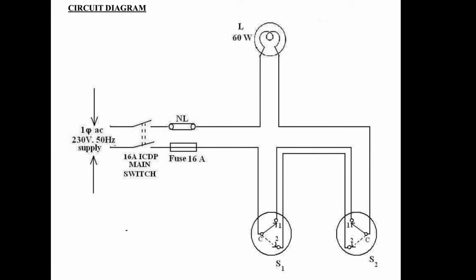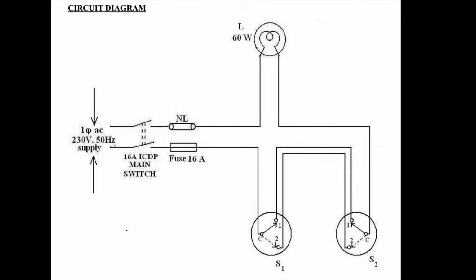Now this is the circuit diagram. In the circuit diagram, you can see we have given a single phase supply at the supply end, that is single phase AC 230 volt 50 Hz supply. Then we have the main switch of 16 ampere, the ICDP main switch here. Then in the phase wire, you can see a fuse of 16 ampere.